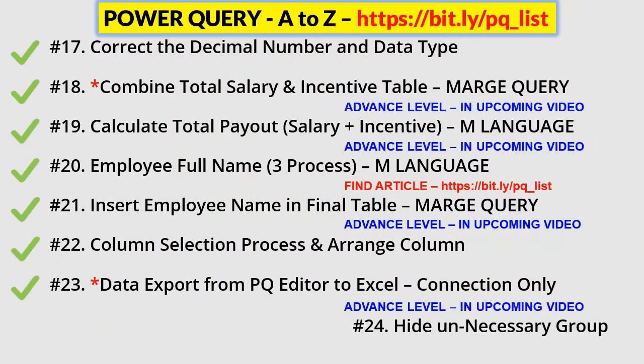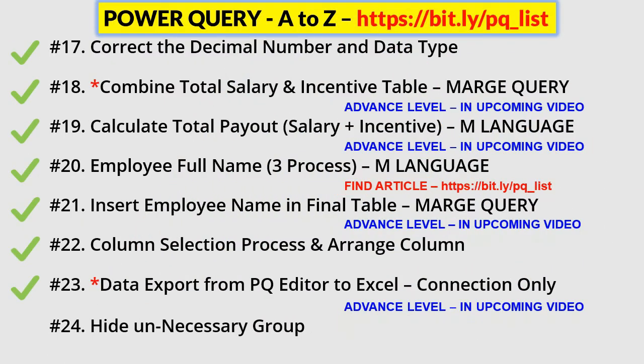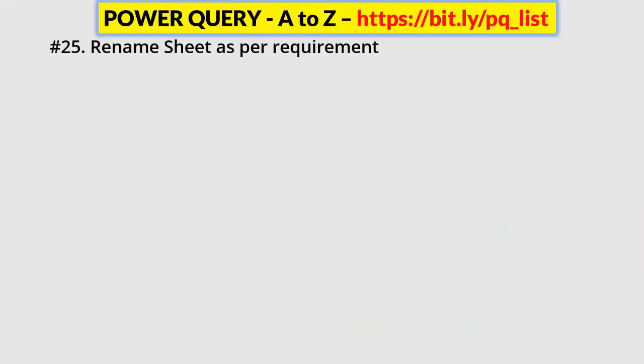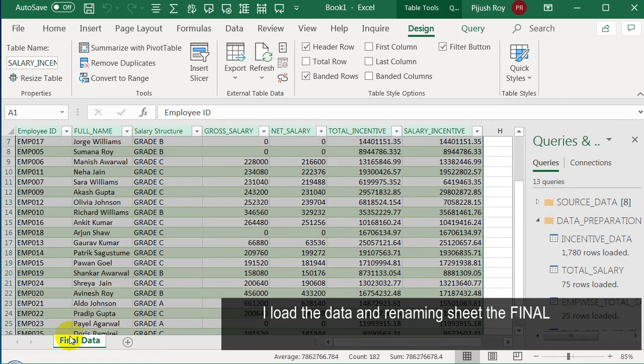What is the next step? Step number 24. Hide the unnecessary group. I already hid the source data. I already covered this step. Next step, step number 25. Rename sheet, and I load the data and rename in sheet the final data. I already covered this step also.